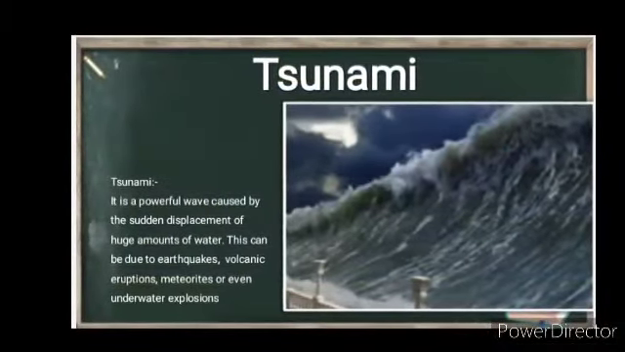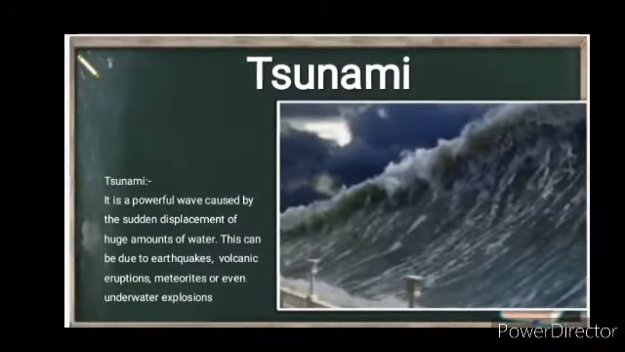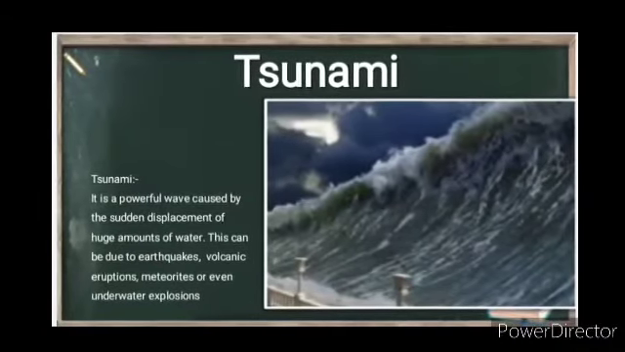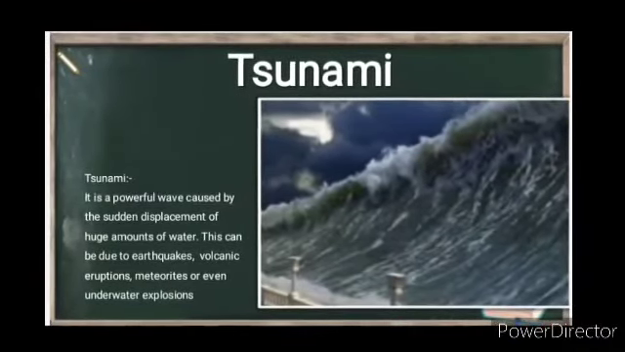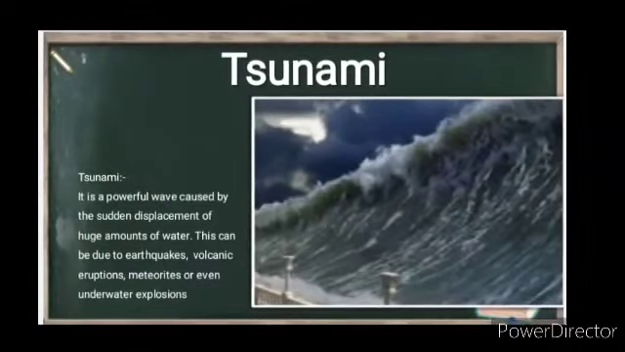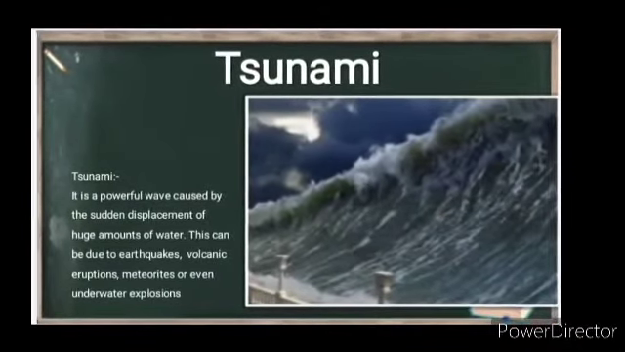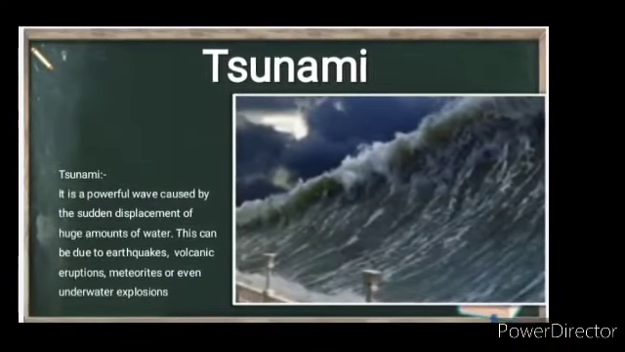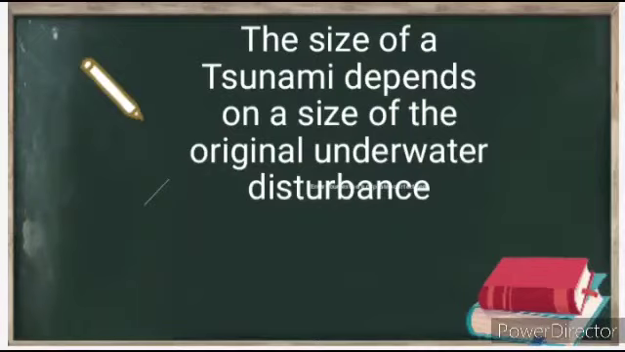Students, have you heard about tsunami? Yes, tsunami is a powerful wave caused by the sudden displacement of huge amounts of water. This can be due to earthquakes, volcanic eruptions, meteorites, or even underwater explosions. The size of a tsunami depends on the size of the original underwater disturbance. The speed at which a tsunami travels depends on the depth of the sea.